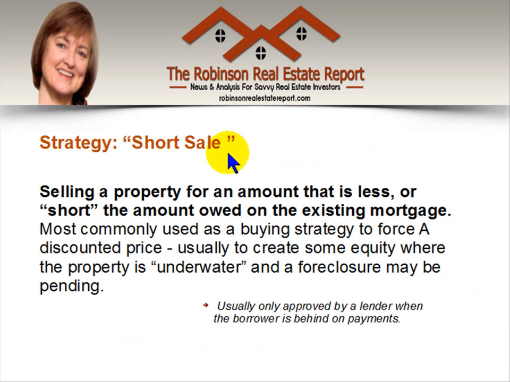Strategy: short selling. Selling a property for an amount that is less or short of the amount owed on the existing mortgage. It's been used heavily in recent years as a buying strategy to force a discount in the price, which generally will create some equity when the property is otherwise underwater, and usually a foreclosure is pending before a bank will approve a short sale.